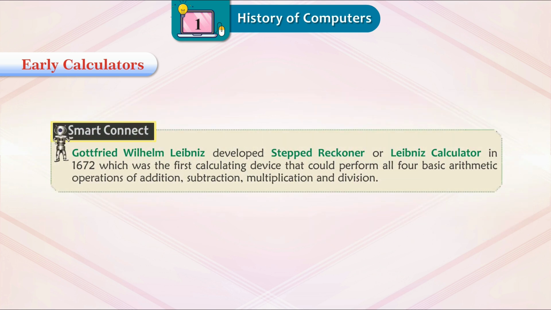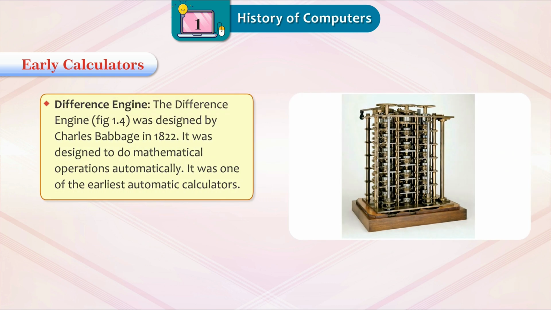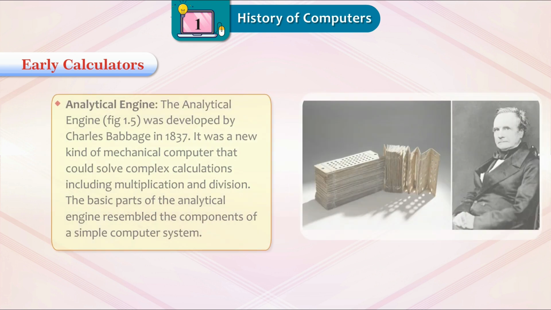Smart Connect. Gottfried Wilhelm Leibniz developed stepped reckoner or Leibniz calculator in 1672, which was the first calculating device that could perform all 4 basic arithmetic operations of addition, subtraction, multiplication, and division. Difference engine. The difference engine, refer to figure 1.4, was designed by Charles Babbage in 1822. It was designed to do mathematical operations automatically. It was one of the earliest automatic calculators.